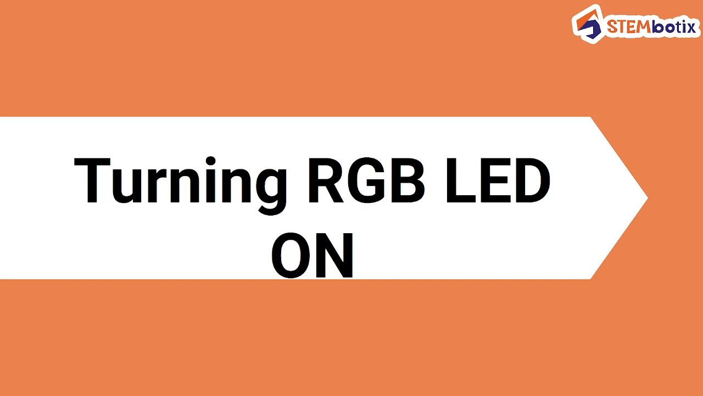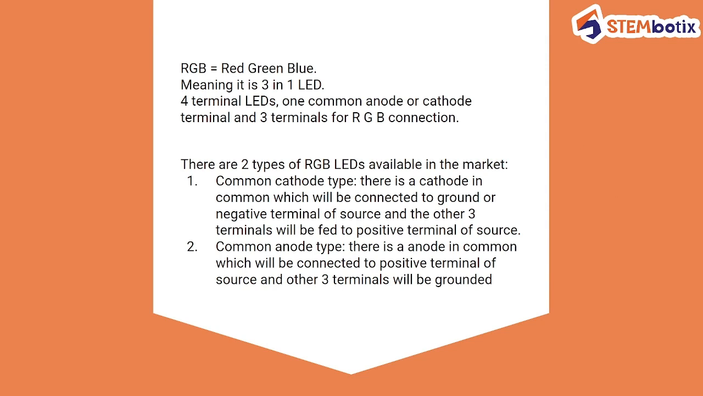Now let's see turning an RGB LED on. That is how you can connect an RGB LED and turn it on. First of all, RGB. In the LEDs session, we discussed the different types of light emitting diode, and one of them is the RGB LED. So RGB LED is red, green and blue. It is a single LED which is capable of producing three different colors in one single LED.